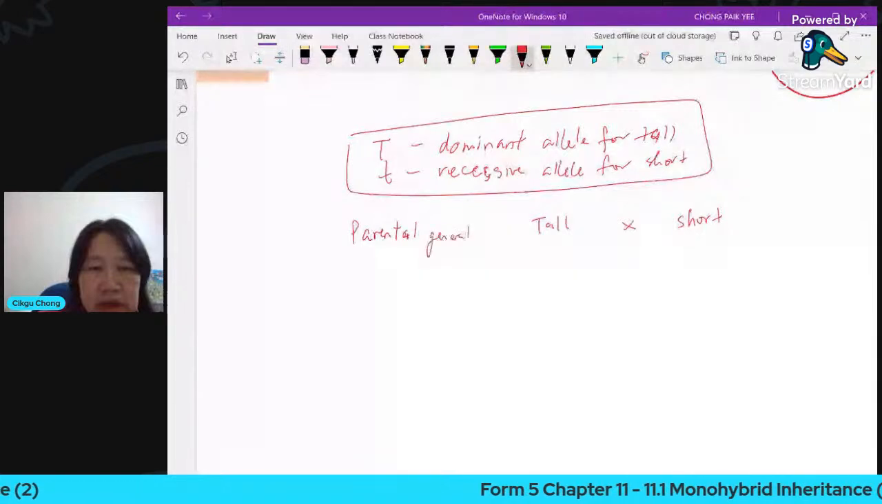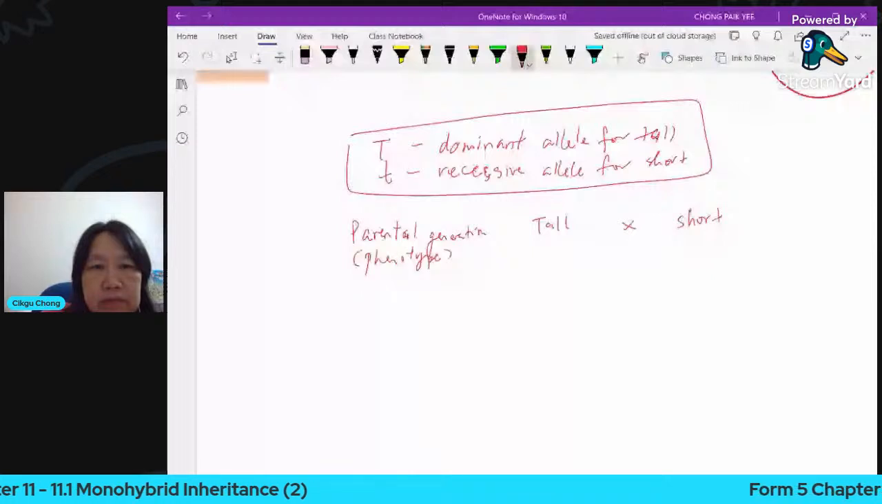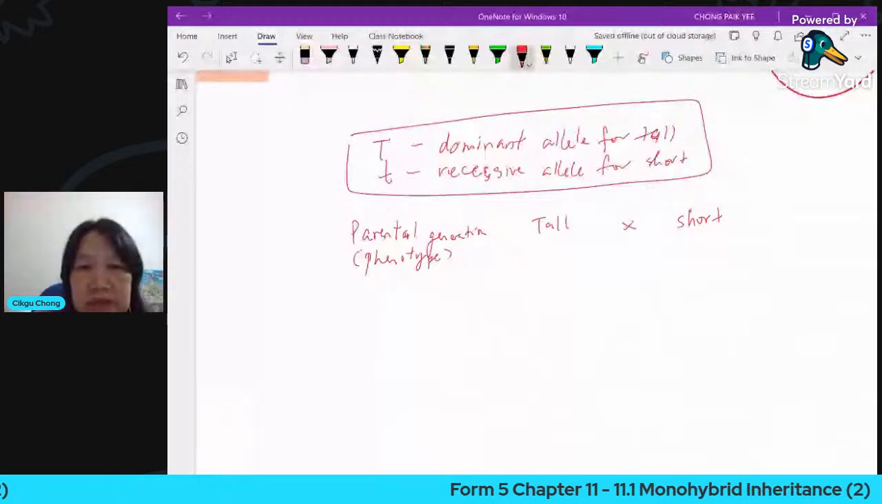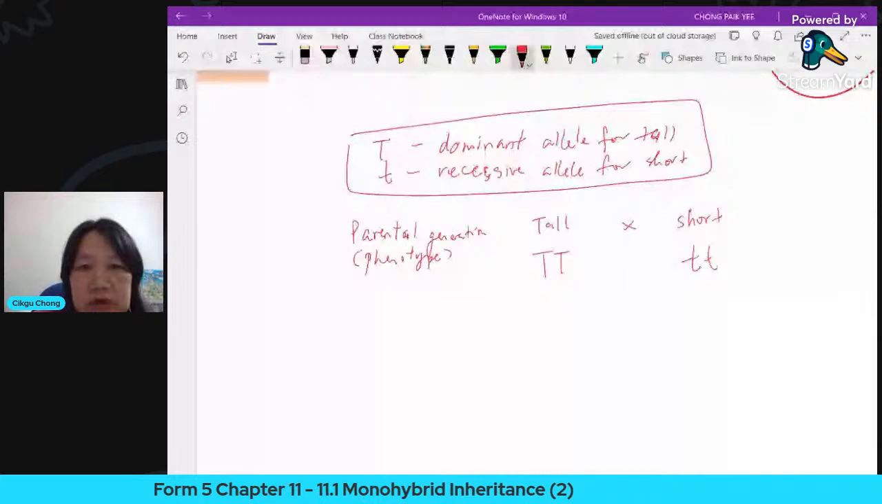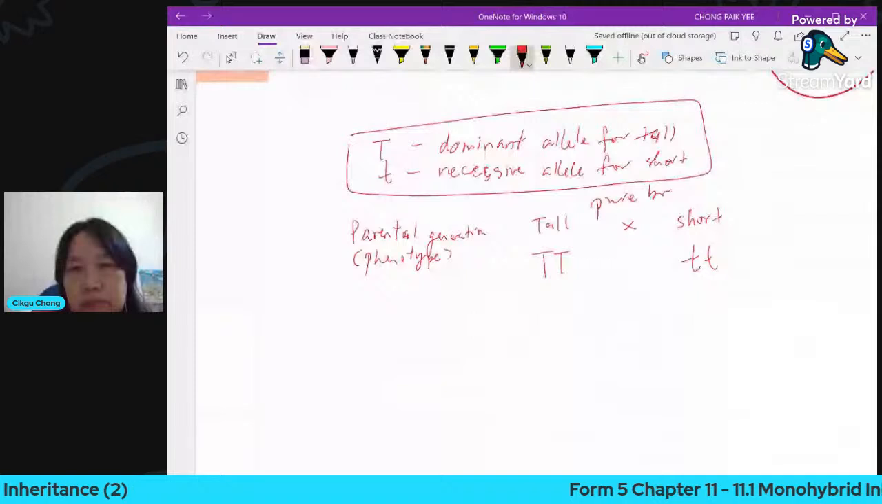Okay, so this is the phenotype. Phenotype is where you show what it is, is it tall or is it short. Then what about the genotype? Now you have to write the genotype. Genotype is capital T and small t, because they are pure breed. You start off with pure breed. Both are pure breed. They are homozygous dominant and homozygous recessive.